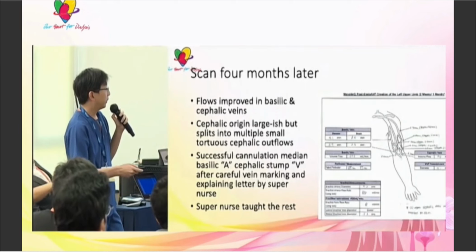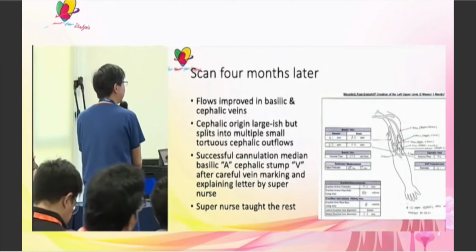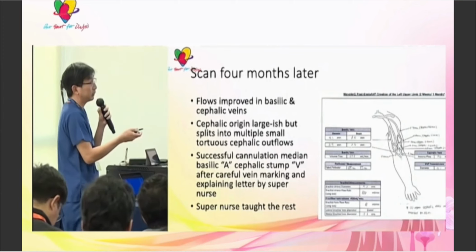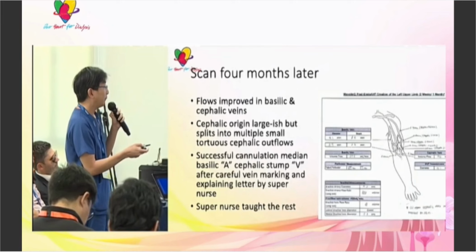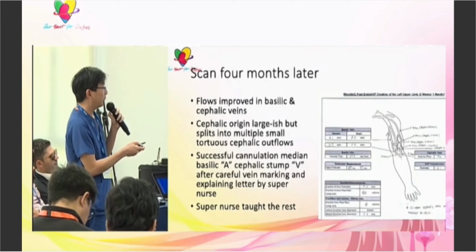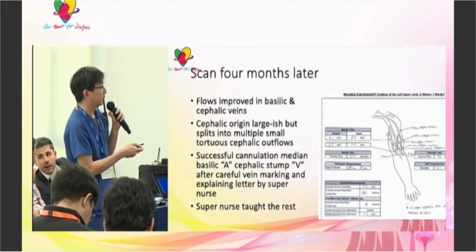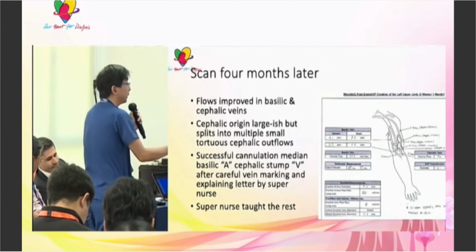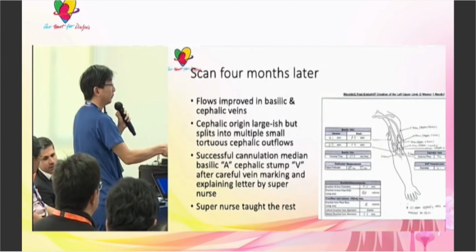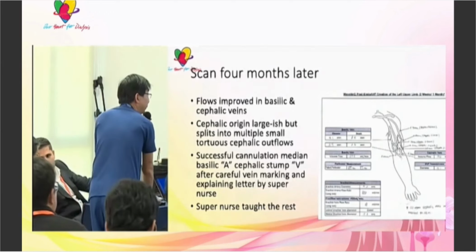The cephalic vein origin was largish, but as we pointed out just now, it splits up into this network of tiny little veins. But somehow the nurses were able to cannulate the median basilic as the A side and the cephalic stump, which is that 3.3 mm part, as the V side. So against all expectations, they were able to cannulate.